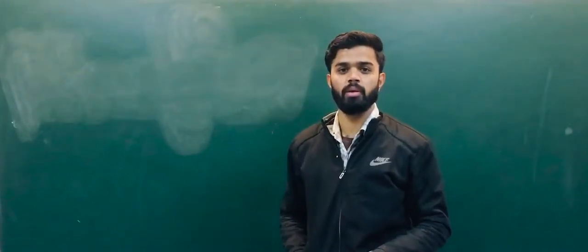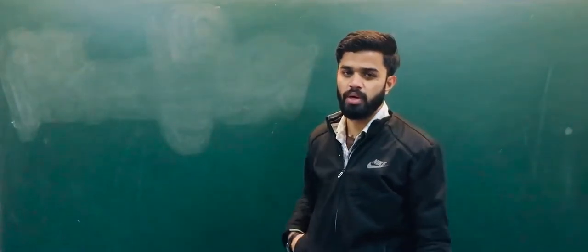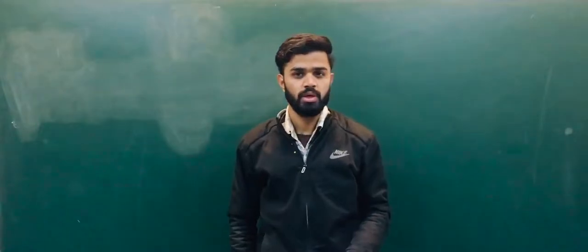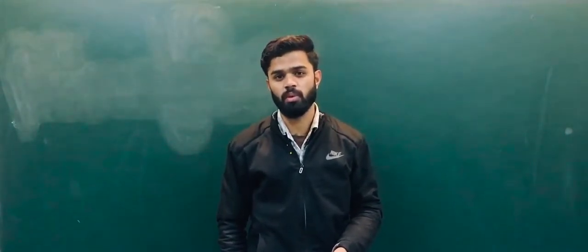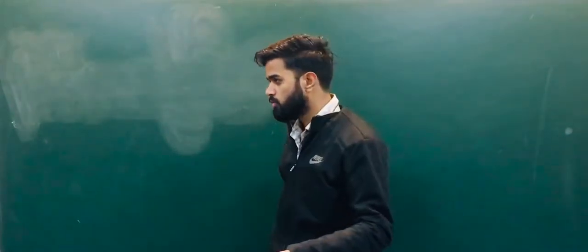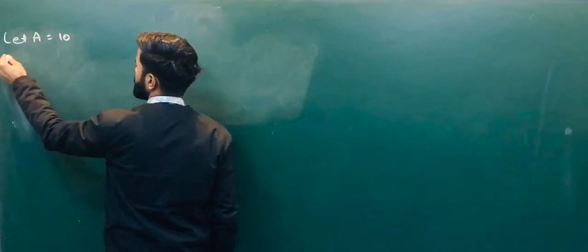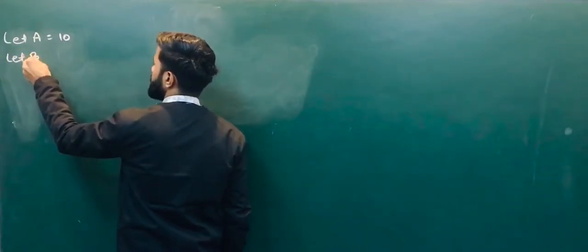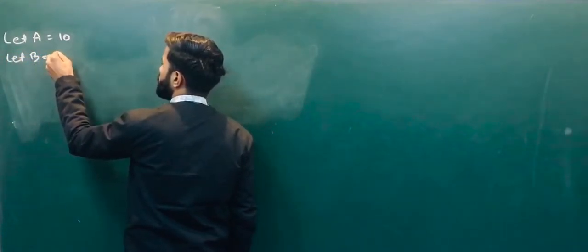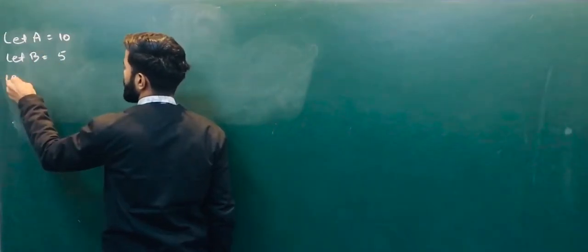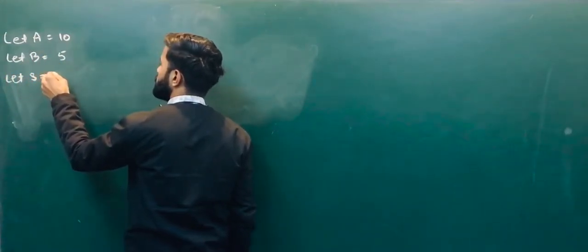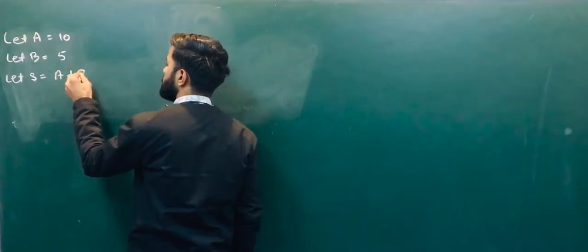In this lecture, we will learn about Unit 4, Input Statement. In our previous units, we learned how to find the sum of two numbers in a single program. For example, whenever we need to add two numbers, we write let a equal to 10, let b equal to 5, and let s equal to a plus b.